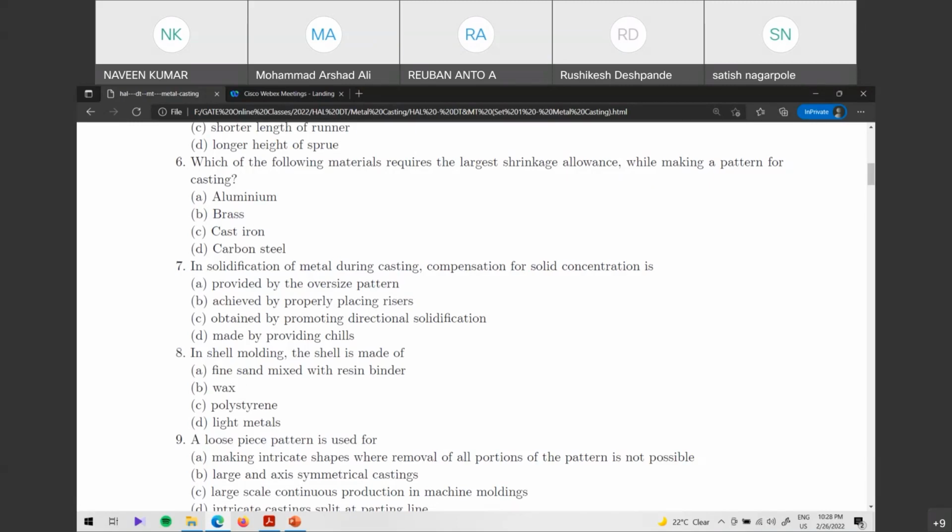So please read the question properly. What is the question? In solidification of metal during casting, compensation for solid contraction. Sorry, not concentration, it is contraction. I think I typed it wrong. Contraction. So what is that?